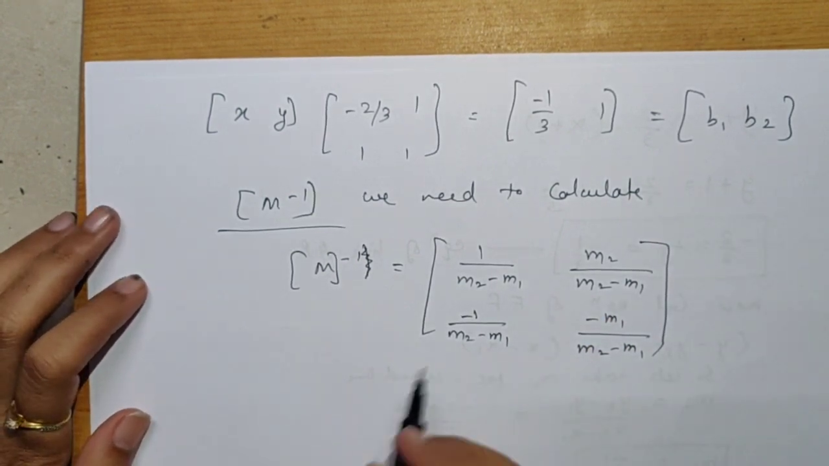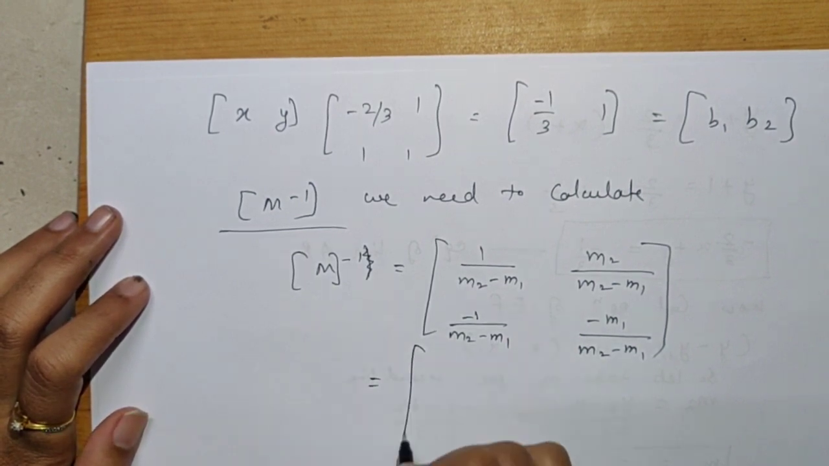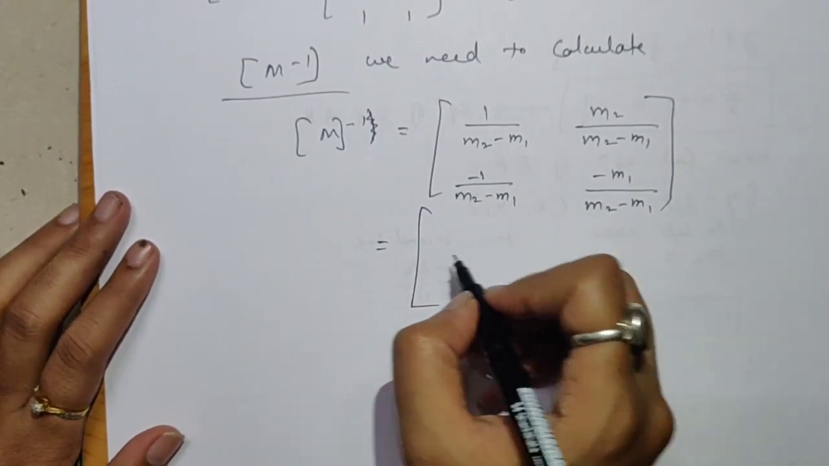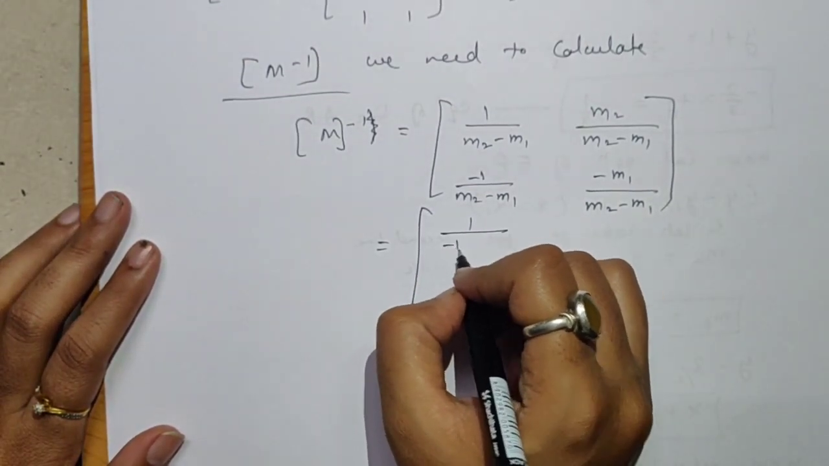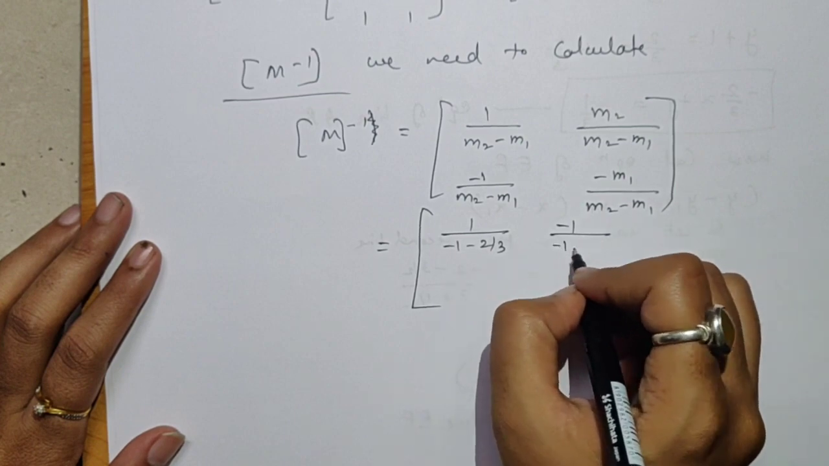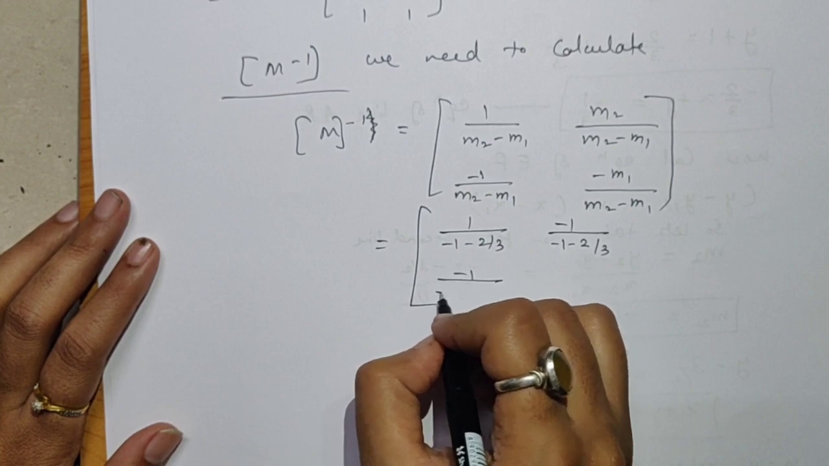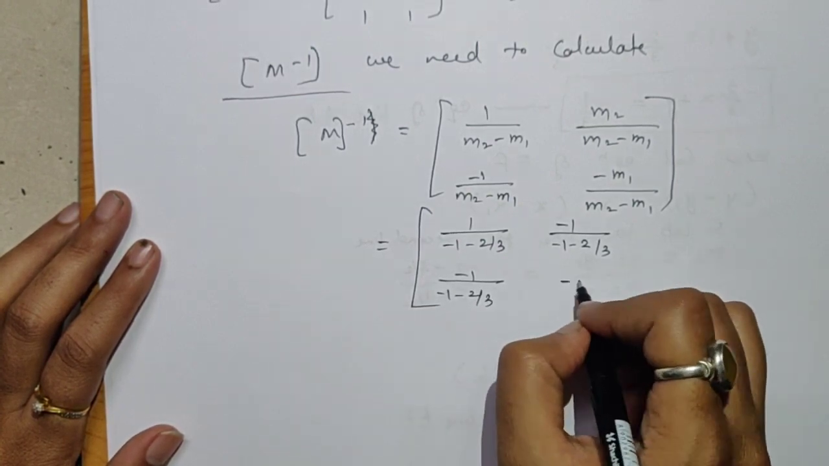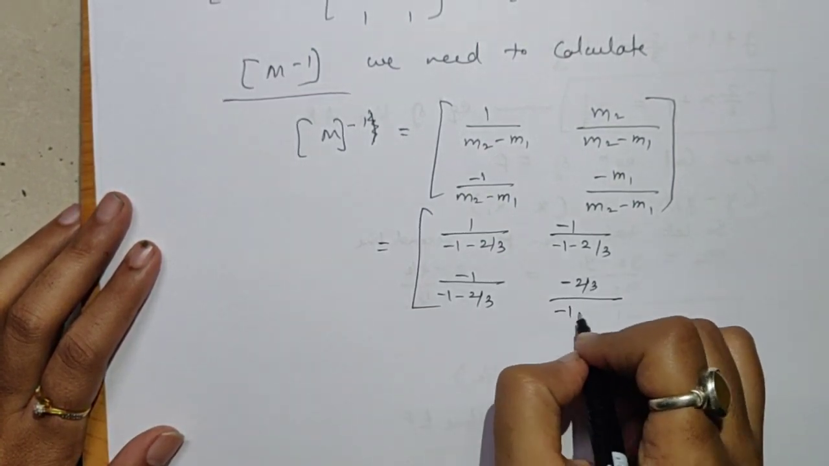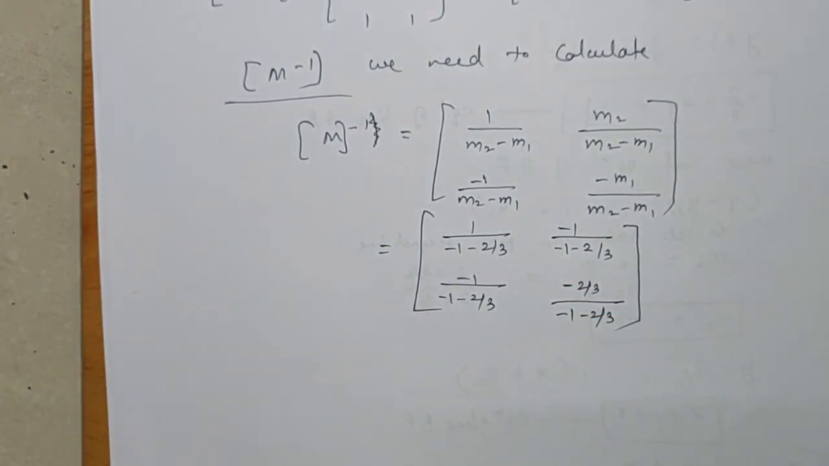So put the values of M1, M2. We had already got M1, M2. Now put the values of M1, M2 into this. So we will get 1 upon minus 1 minus 2 by 3, minus 1 upon minus 1 minus 2 by 3, minus 1 upon minus 1 minus 2 by 3, minus 2 by 3 upon minus 1 minus 2 by 3. So this is how we got M inverse.